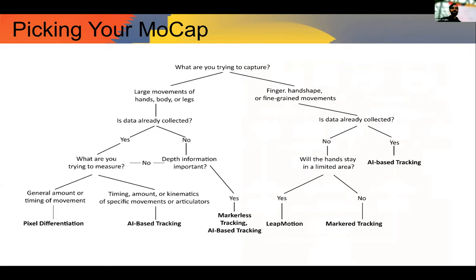So this is just to give an idea for picking your motion tracking option of choice. I've made this flow chart trying to consider what you want to track and what kind of data you already have. So for example, for finger, hand shape or fine-grained movements, the AI-based tracking is going to be really great, especially if you already have the data available and it hasn't been processed yet. But if you really need this fine-grained information and you haven't collected it, then some kind of marker tracking or Leap Motion, which I'm not really going to go into here, can also be used. Again, I'm not going to go into this whole flowchart in great detail. I just wanted to give you an idea. You can always come back to it, but depending on what you want to do, different options might be better for you, also depending on the computing power that you have.